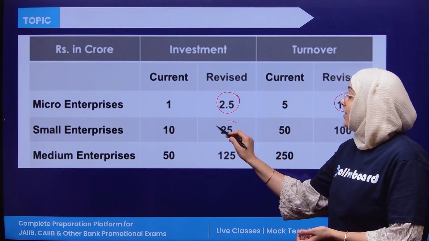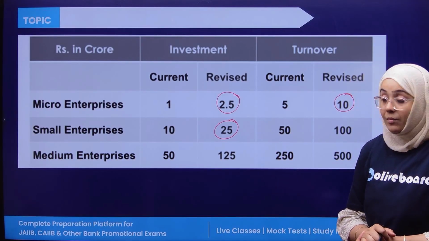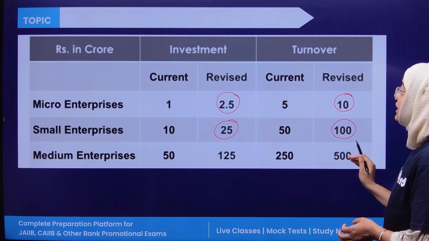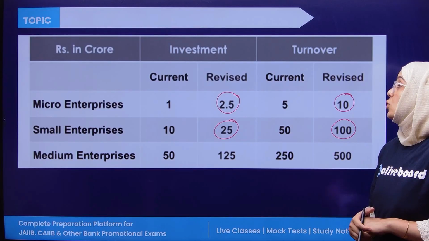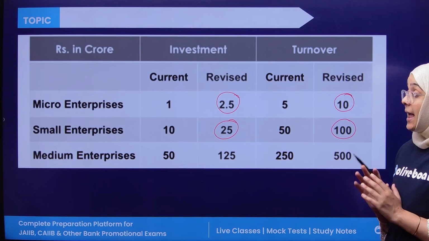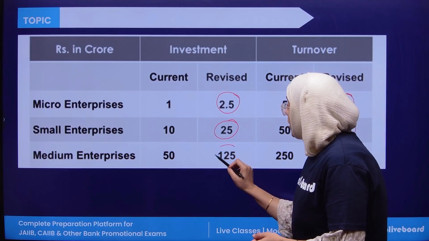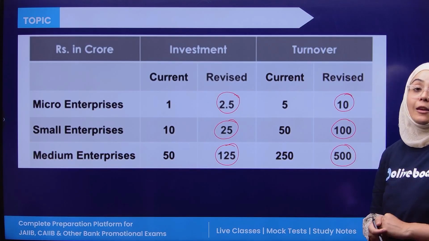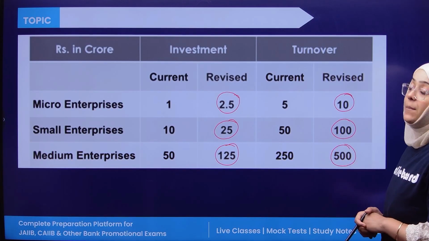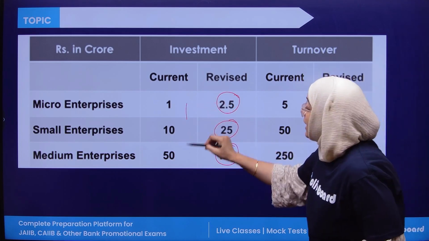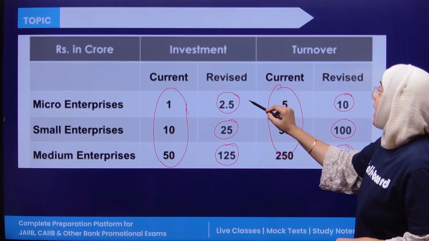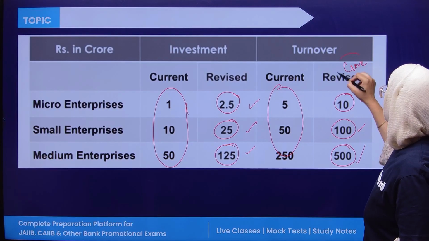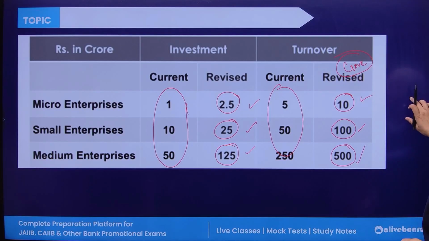If your investment doesn't exceed 25 crore, whereas your turnover doesn't exceed 100 crore, then you are a small enterprise. And if your investment is not exceeding 125 crore, whereas your turnover does not exceed 500 crore, then you are a medium enterprise. So this is all the current which is written in your book, and this is the revised. This is all given in crore. Okay, done. Now next thing.